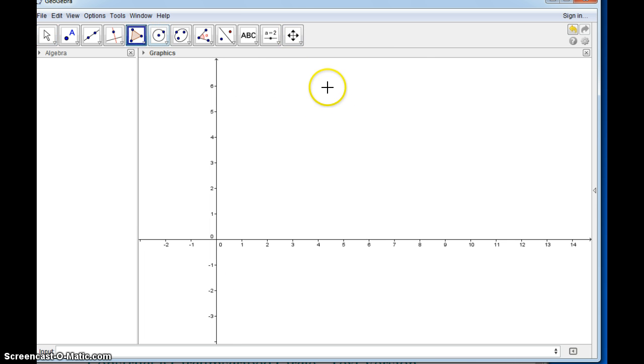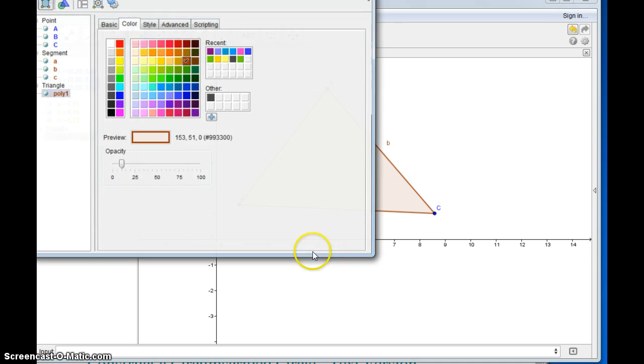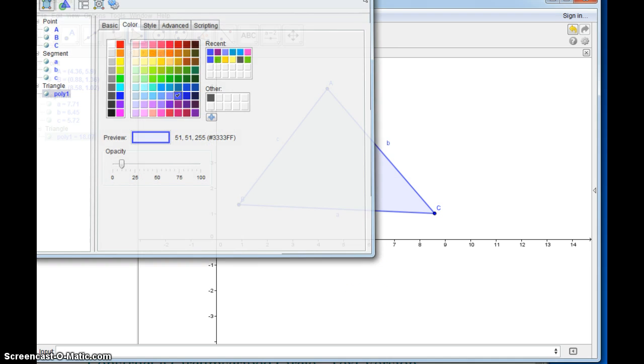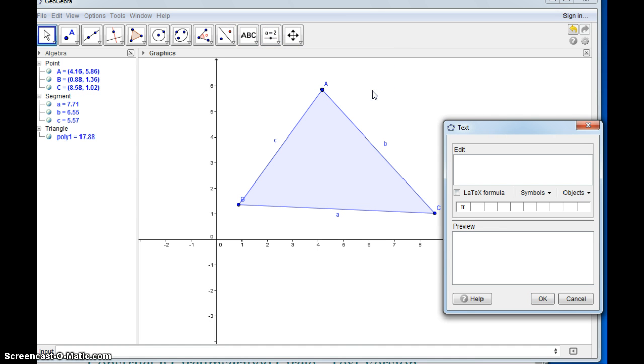I'm going to start with the polygon tool to create a triangle. I'll change the color, and it doesn't matter what type of triangle we choose because this is a construction, so we could make it obtuse or acute. Now, in order to construct a circle that goes on the outside of the triangle and touches the vertices, we need to understand what the word circumcenter is.